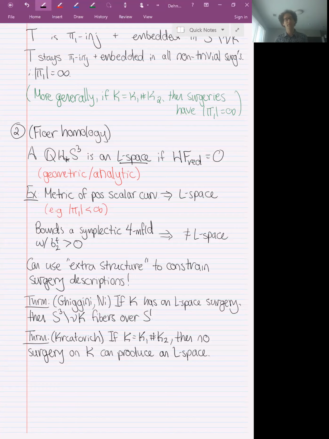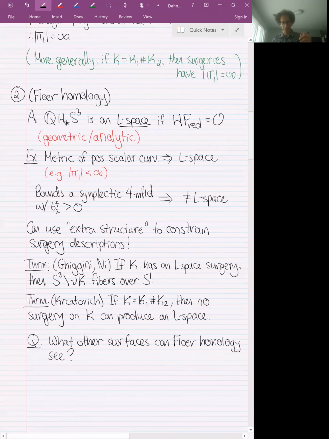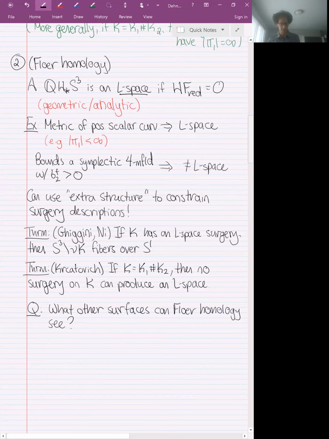Now, the question that I'm interested in, seeing this connection, is how are these two theories related? So what I want to start with is the question, which is what other surfaces can Floer homology see? How can these geometric and analytic techniques tell us about this sort of topological information about surfaces? And so I want to focus on a very specific kind of surface today. So I want to talk about what we call a Conway sphere.